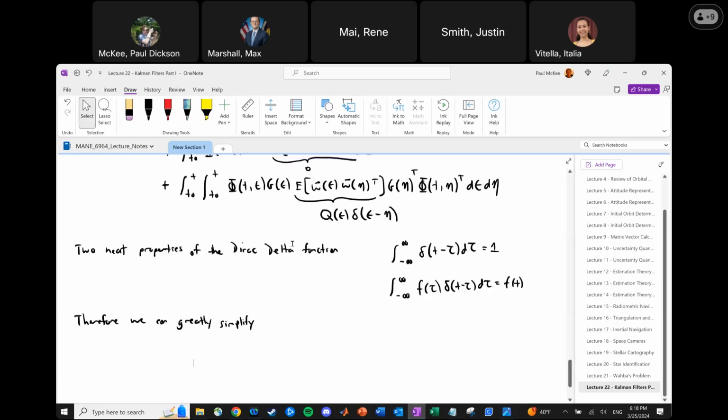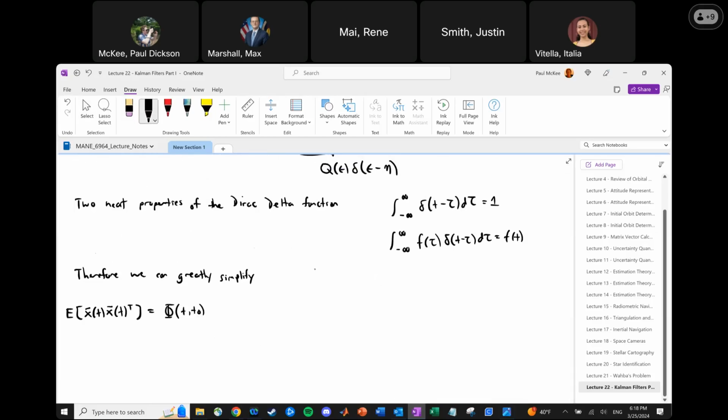So that term, we're going to leave it exactly the same. Apologies for that. Expected value of X of t naught, X of t naught transpose, phi of t and t naught transpose. So there's our first term.